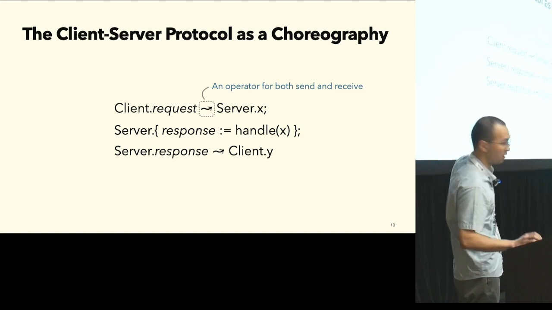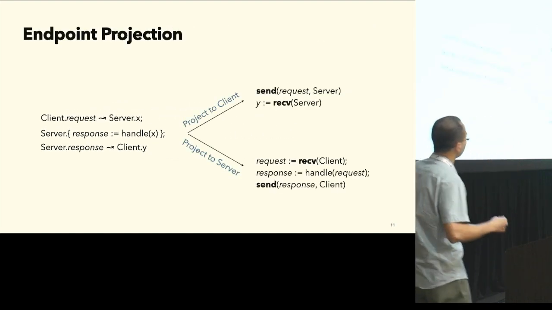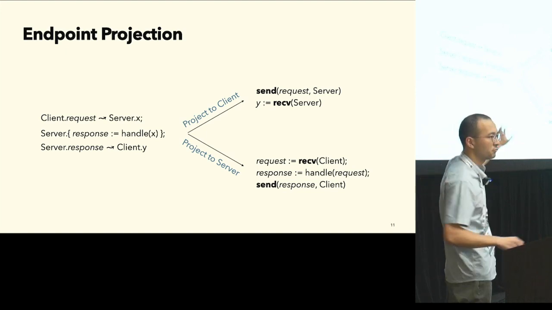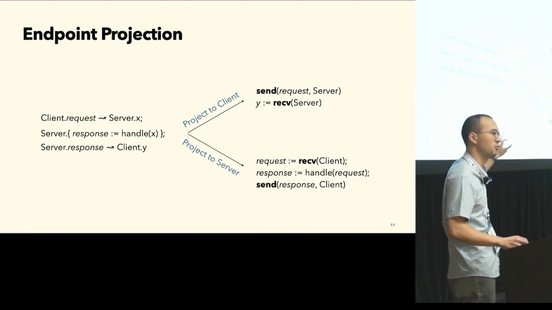After writing this choreography, if we want to get executable code to be deployed on client and server, we use endpoint projection, which will generate these two individual programs that are exactly the same as the handwritten ones we saw before.